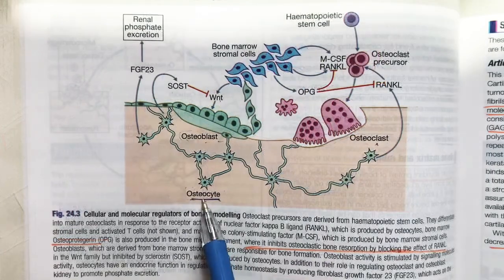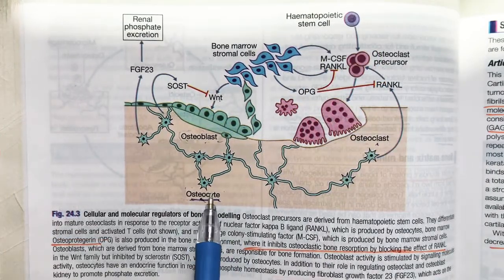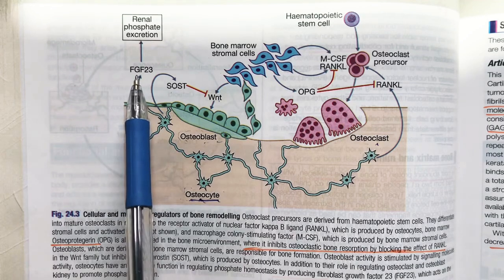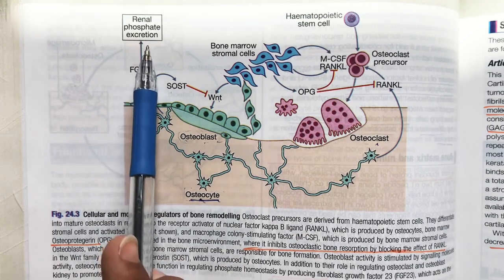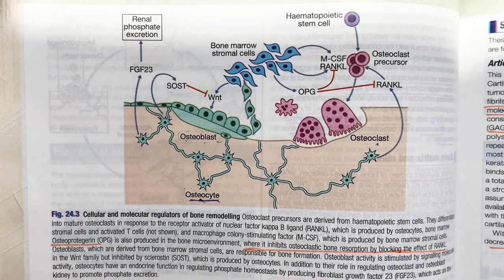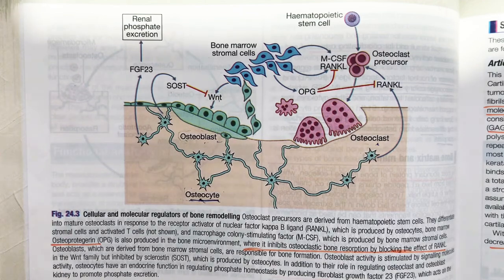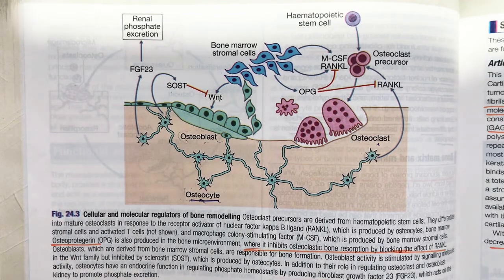This osteocyte is further involved in the mineralization of the bone. How is it involved in the mineralization of bone? It produces the factor FGF23, which is fibroblast growth factor, which is involved in renal phosphate excretion. And then what happens when it is involved in the renal phosphate excretion? It is involved in the production of an enzyme, alkaline phosphatase. And alkaline phosphatase, what does it do? It degrades pyrophosphatase, which is involved in phosphate homeostasis.